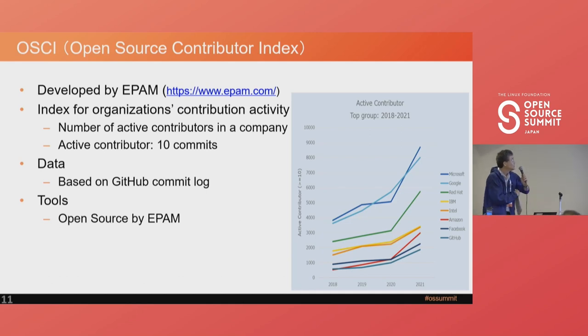Yes, OSCI is developed by EPAM, a company in Europe. This is the index for the organization's active contributors. An active contributor means 10 or more commits per year. So it is very nice to see their organization's activities. The data is the commit log, and the tools are open. So the approach is very much the same as we think.